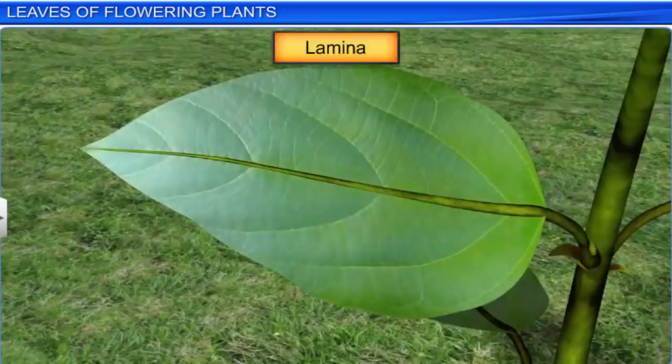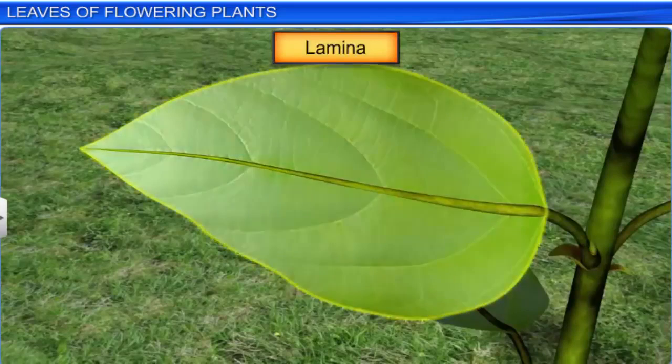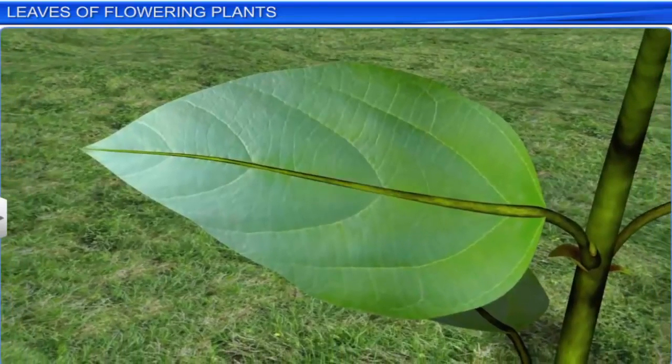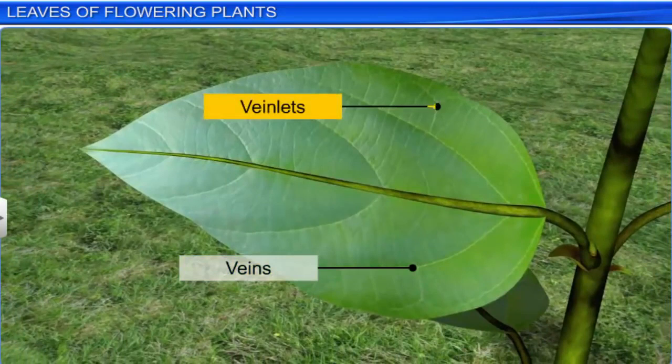The lamina is the expanded green portion of a leaf. However, its shape, apex, surface, margin, and extent of incision vary from plant to plant. The lamina also has many veins and veinlets running through it. Usually, the lamina has a prominent vein running through its center called the midrib.